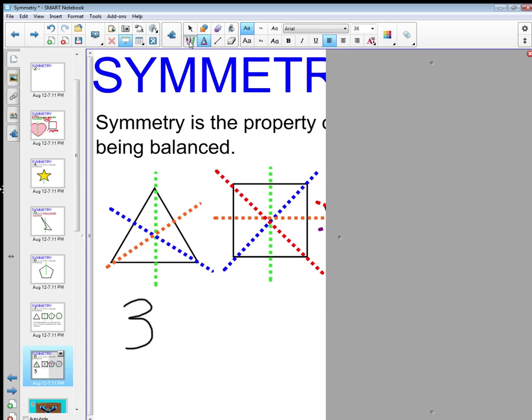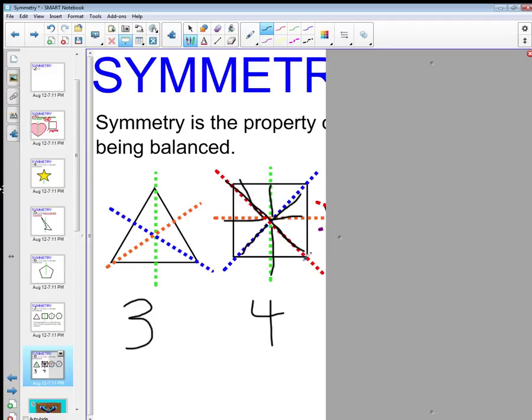Now what I said before, you still got to remember, it looks like more. It looks like that's a line, and that's a line, and that's a line, and that's a line. It looks like 8 lines. But remember, this line goes all the way through. So it only counts as 1. So the square has 4 lines of symmetry.